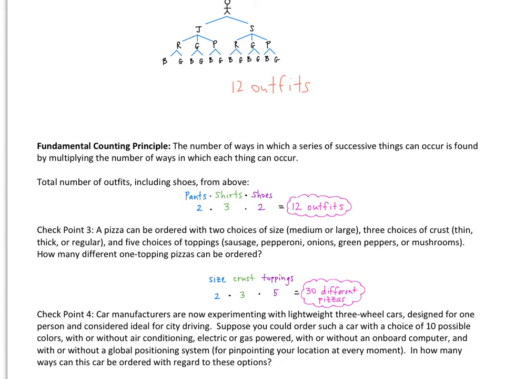Hopefully you got 30 different ways, just like I did. So I take the number of choices for my size, multiply that by the choices for my crust, and multiply that by the choices for my toppings. Multiplying all 3 together, we get 30 different pizzas.